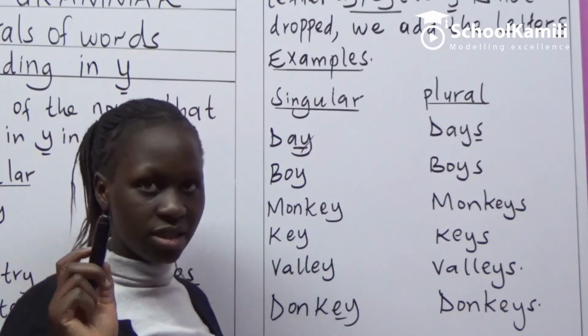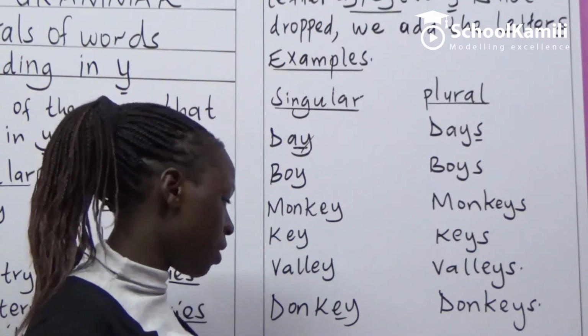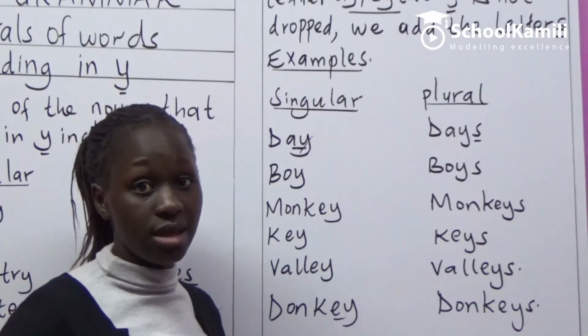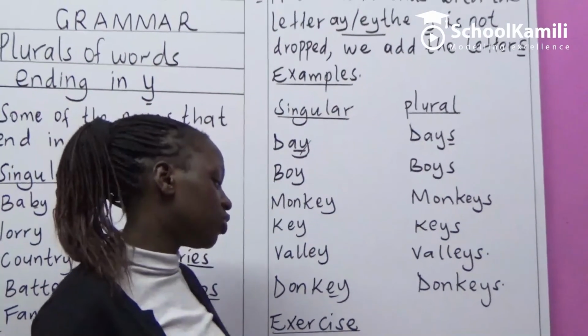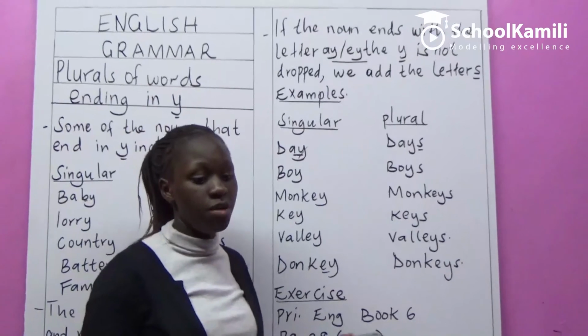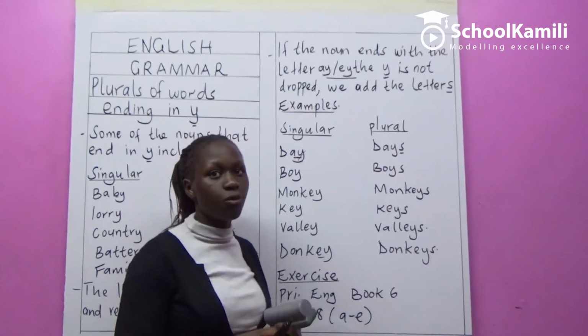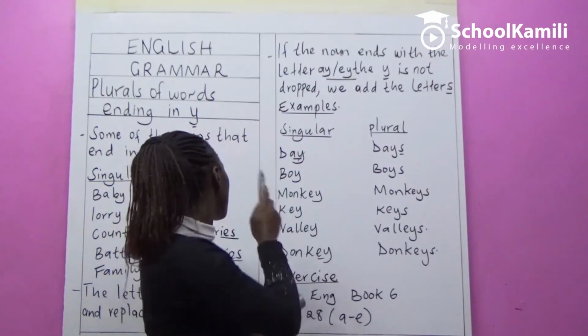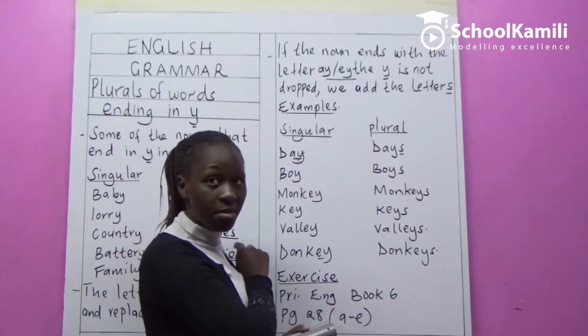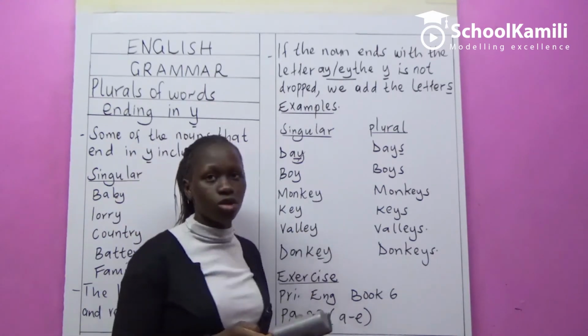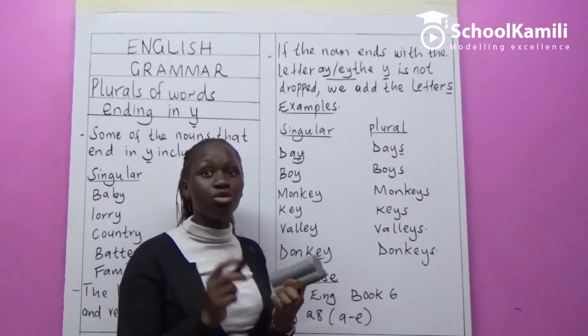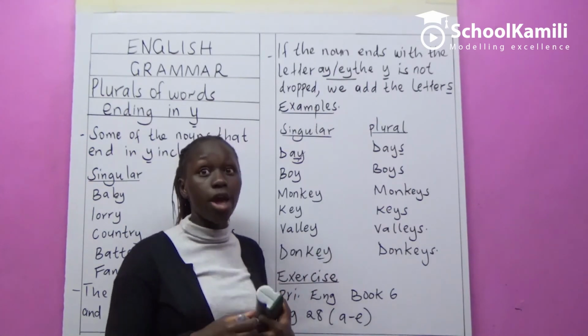So with that, please try an exercise in primary English, that is book 6, page 28. You have an exercise A to E, a very simple exercise. Of course, it's a mixture of those that have consonants in them and those that do not have consonants in them. And of course, I'm sure you have known the secrets to there too.